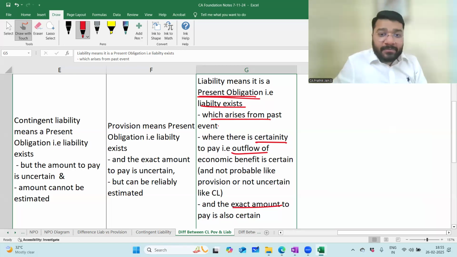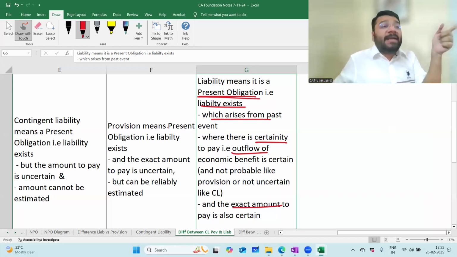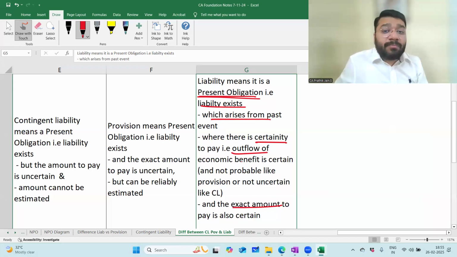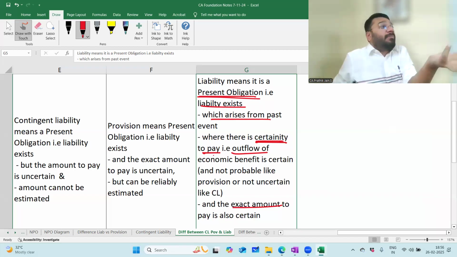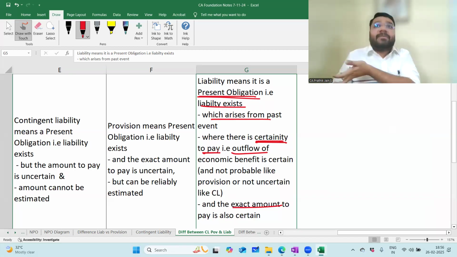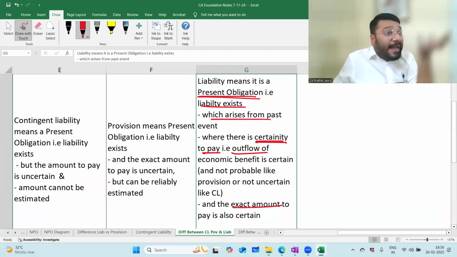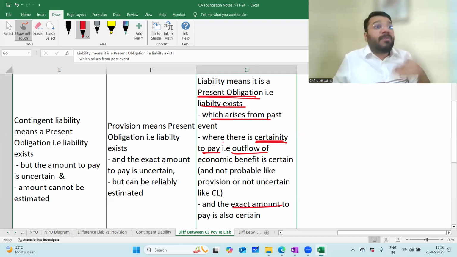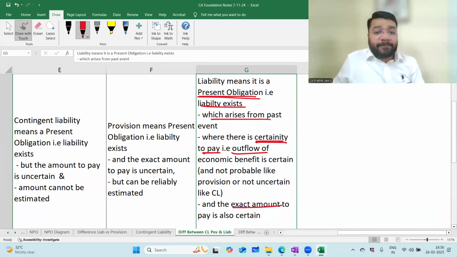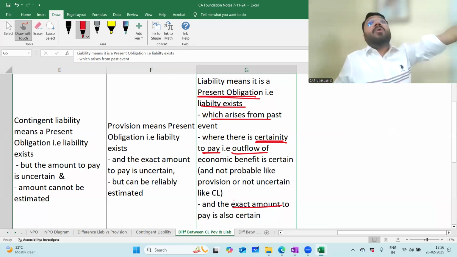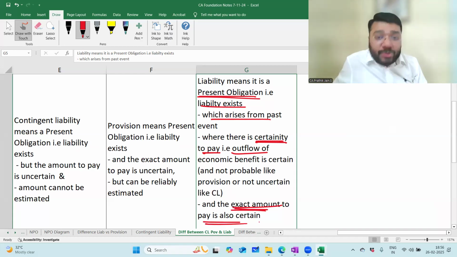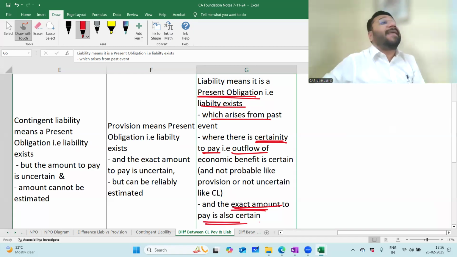Correct. Second, the moment it is a present obligation, there should be a certainty to pay the money. Means what? I have to pay that money from my pocket. The clarity of the outflow should be there. Either I'll pay in the form of cash or through cheque or any other form. That should be clear. And third, the exact amount I'm going to pay, I should be knowing that too. If all these three conditions are satisfied, it is a liability.